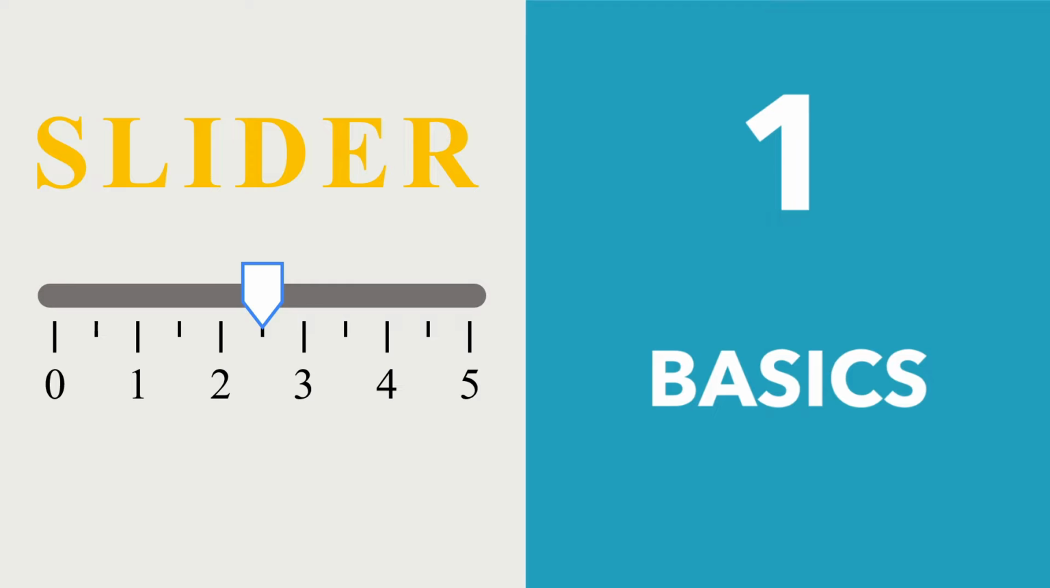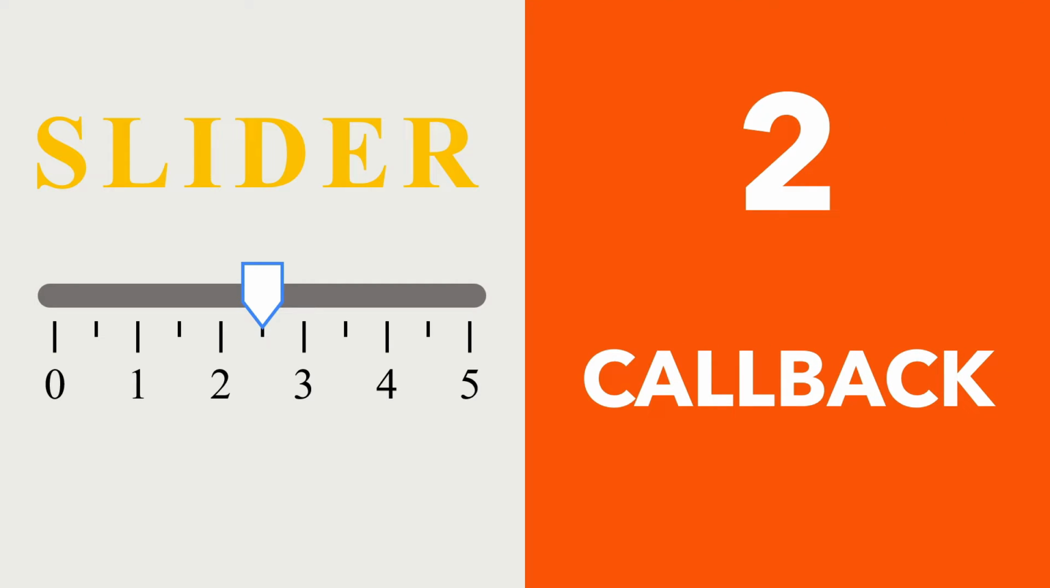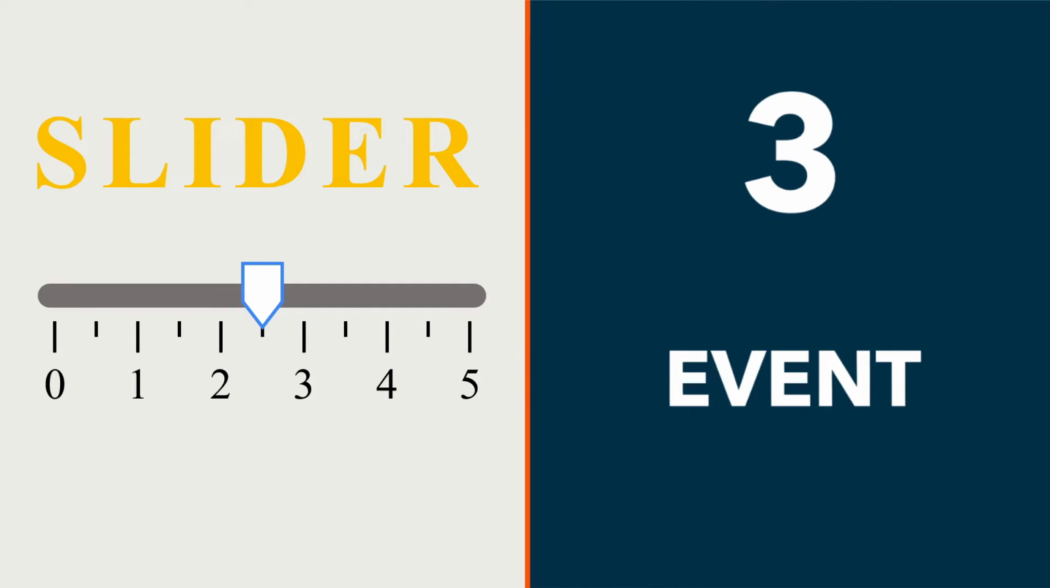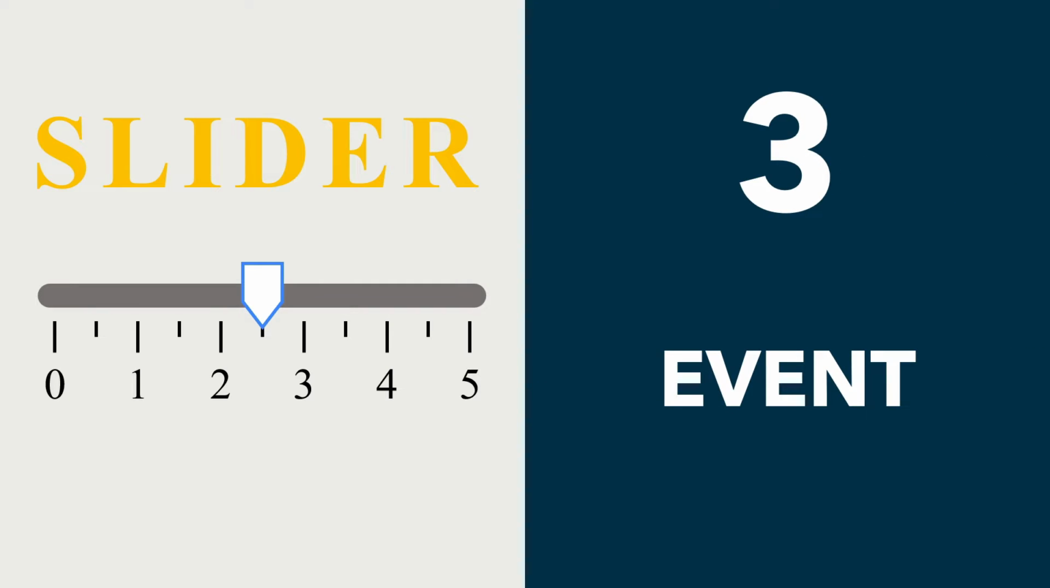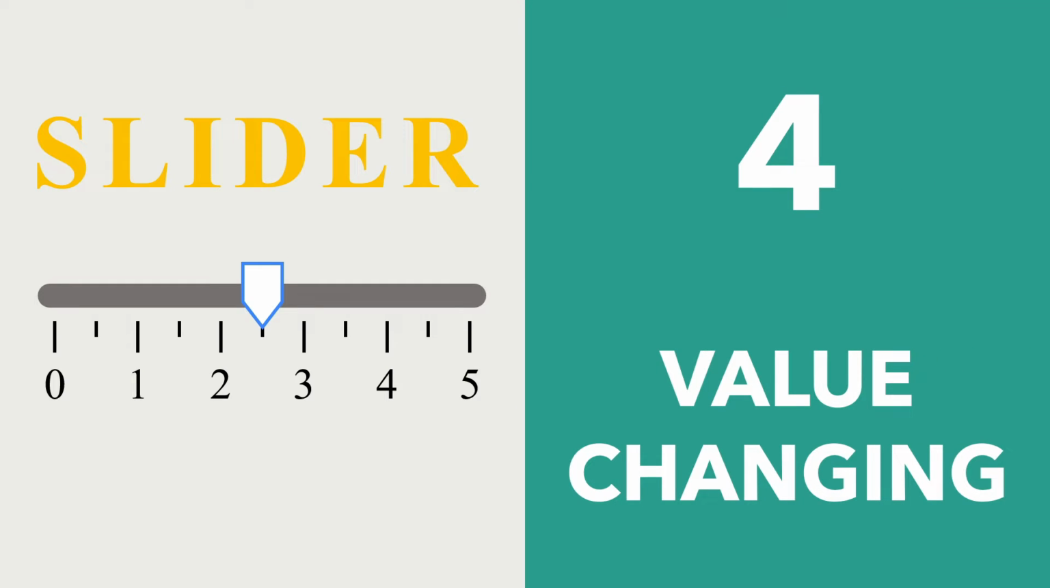In part 1, we are going to learn about basics of slider, its different properties and how to configure them. In part 2, we are going to learn about different types of callbacks functions this slider has. In part 3, we are going to learn about the event argument of the callback function. In part 4, we are going to learn about a special callback function known as value changing callback function.